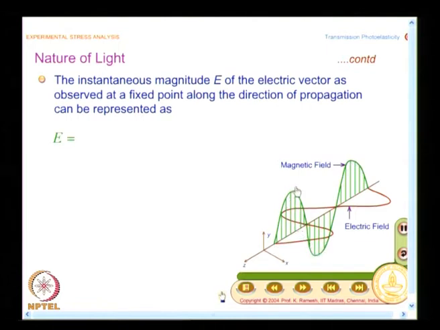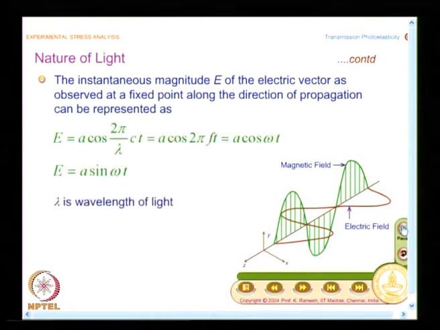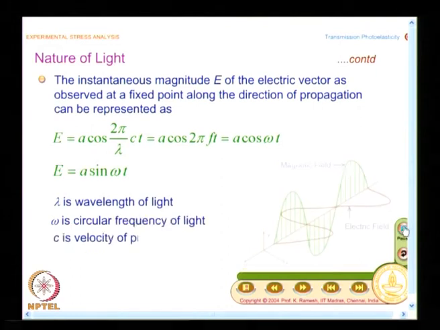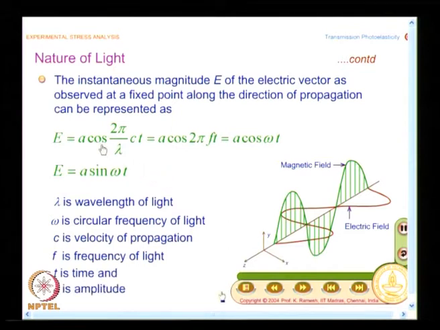and this is nothing but a harmonic, I mean you have a sinusoidal curve. So, I can mathematically define it as, you have all seen a cos omega t and a sin omega t, as simple as that. And in this we bring in all the other aspects of the definition. So, I have this as a cos 2 pi by lambda c into t, where lambda is the wavelength of light and c is the velocity of propagation, t is the time, and I can bundle this 2 pi by lambda into c as 2 pi f, and I can have this 2 pi f as omega. Either I can represent it as a cos omega t, where a is the amplitude, or I can equally represent it as a sin omega t.